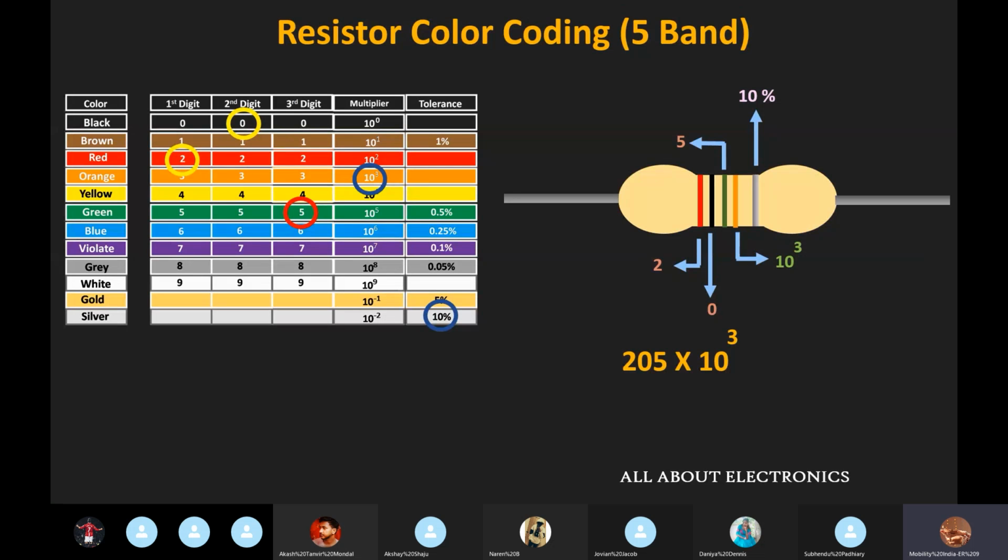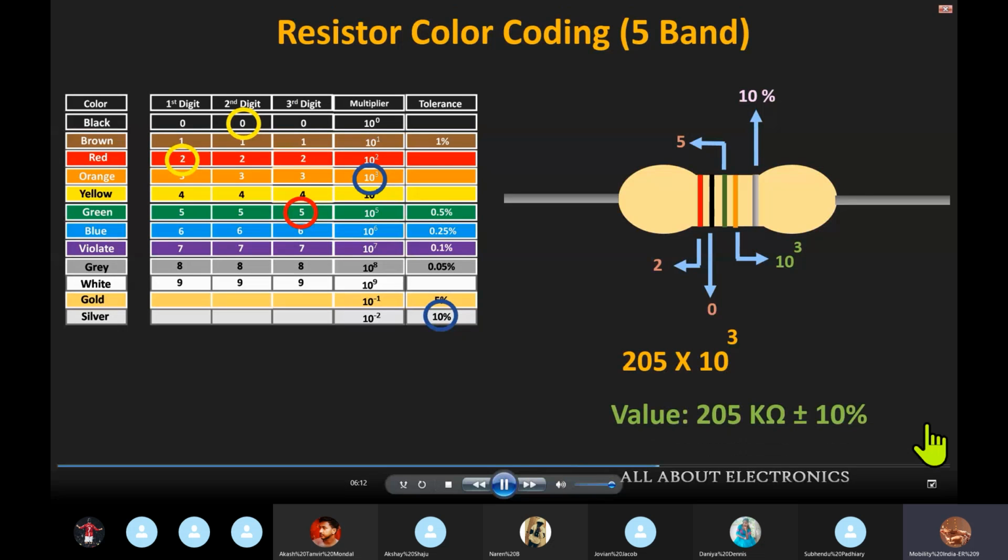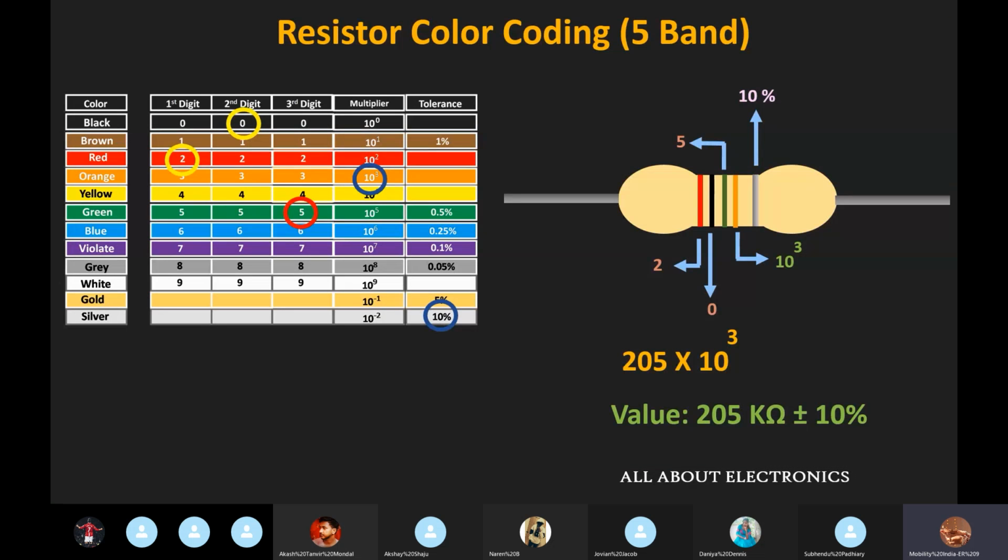And with tolerance, we can say that the value of this resistor R will be equal to 205 kilo ohm with a tolerance value of 10%. So in this way, we can find the value of this resistor in case of this 5 band resistor. Now usually these 5 band resistors are used when we require more accuracy.